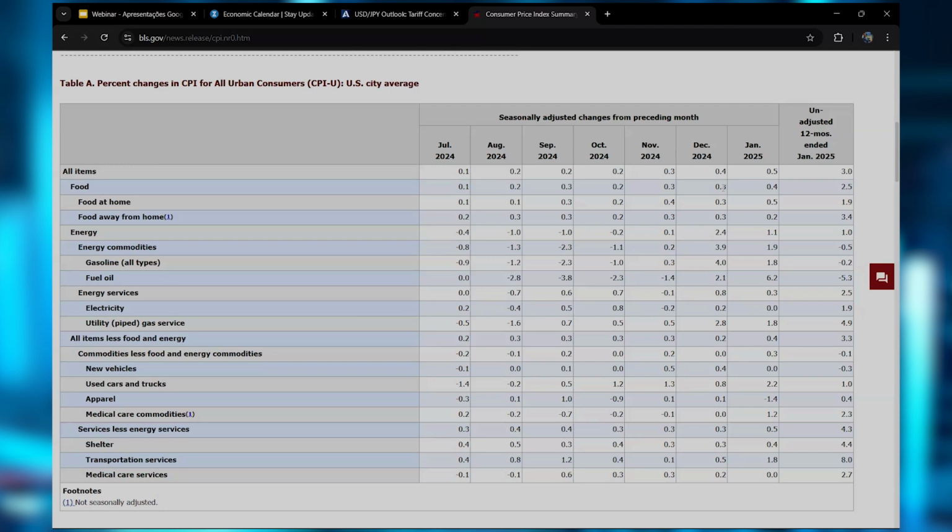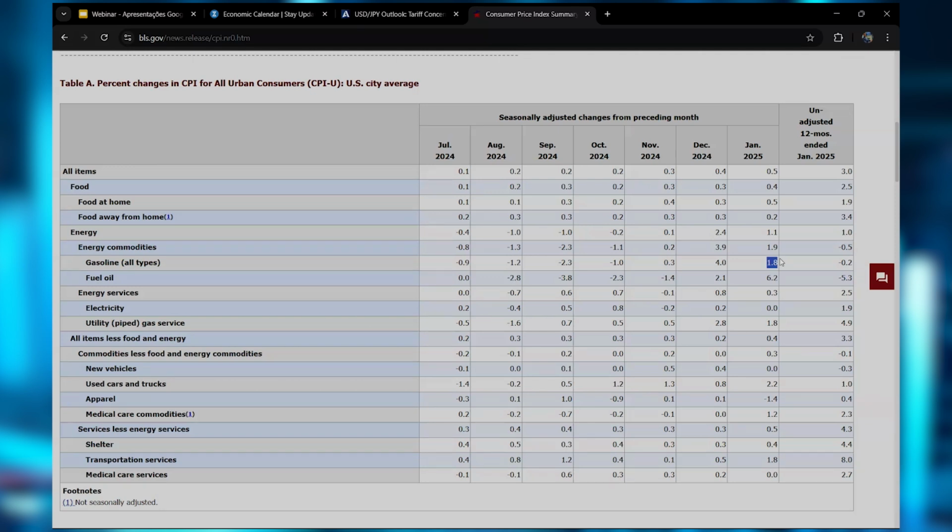So that's pretty interesting. The other item that I would like to talk about is gasoline. Right here, 1.8%. Gasoline, all types, increased by 1.8%. And natural gas also rose by 1.8%. And the electricity prices remain pretty much unchanged from what we can see.